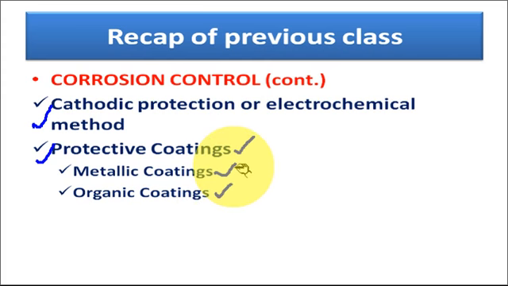In metallic coatings, we discussed in detail the types of coating, anodic coating and cathodic coating, as well as the various processes used for metallic coatings. So that's all about what we discussed in our previous class. In the previous class we completed unit 3, corrosion and its control.